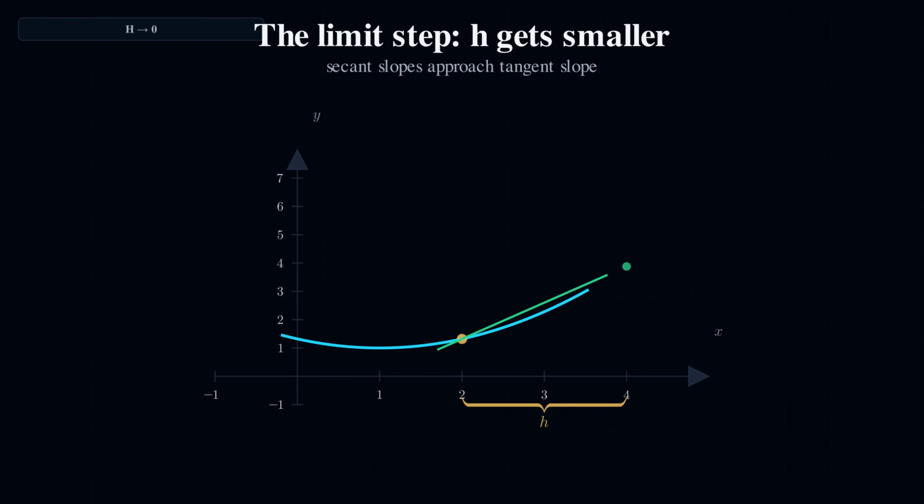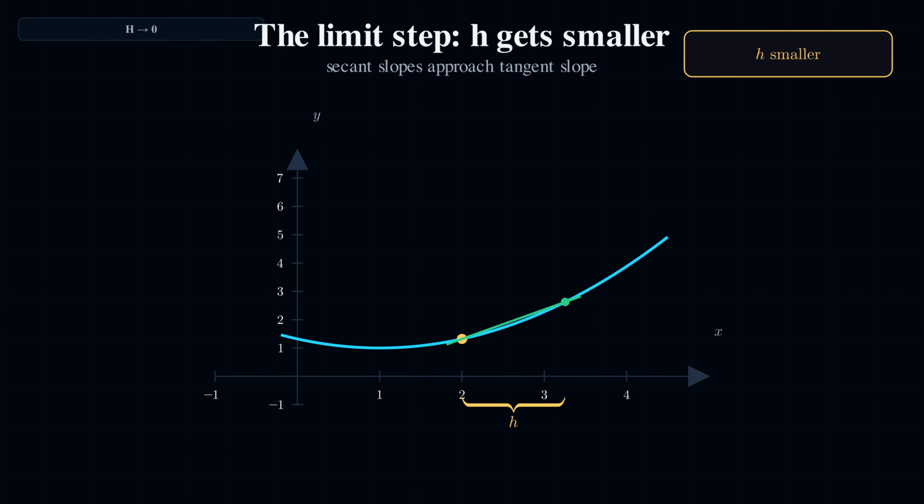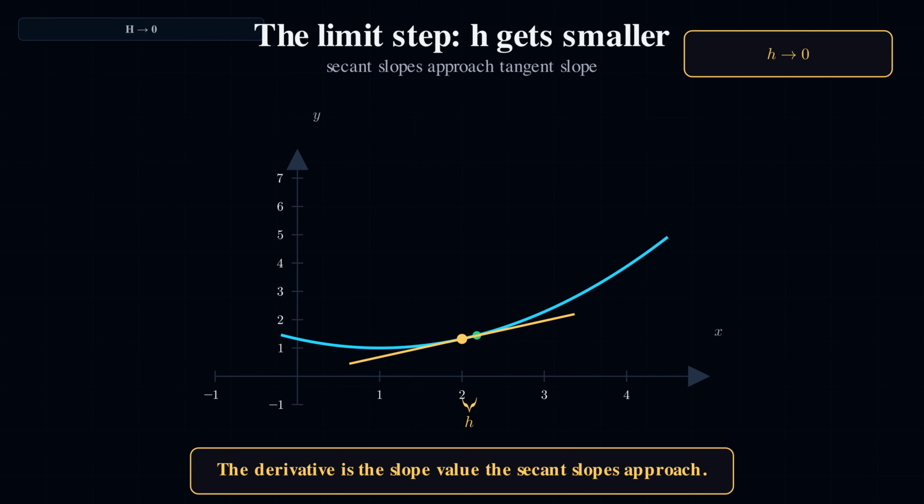Now watch the role of the limit. The value h is the horizontal gap between the fixed input and the nearby input. When h is large, the secant line gives a broad average slope. When h becomes smaller, the slope becomes more local. As h approaches 0, the moving point approaches the fixed point. The secant line approaches the tangent line. So the derivative is the value the secant slopes approach as h goes to 0. This is why derivatives depend on limits.